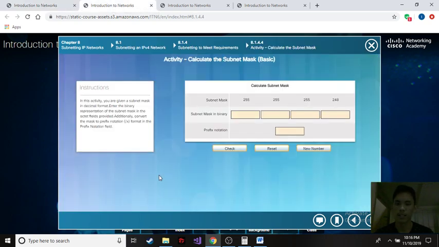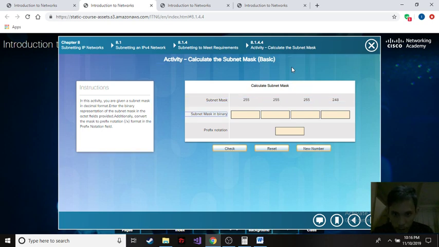So our first activity is entitled Calculate the Subnet Mask. The instructions here: in this activity you are given a subnet mask in decimal format. Enter the binary representation of the subnet mask in the octet fields provided. Additionally, convert the mask to prefix notation format in the prefix notation field. So let's get started to answer this activity.